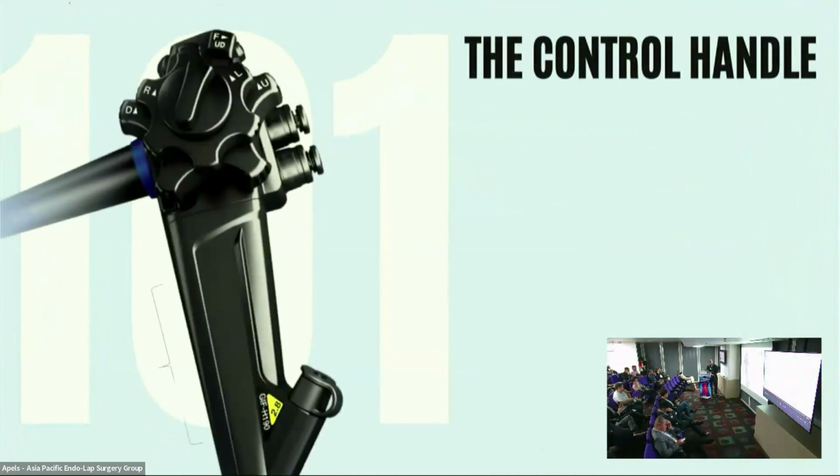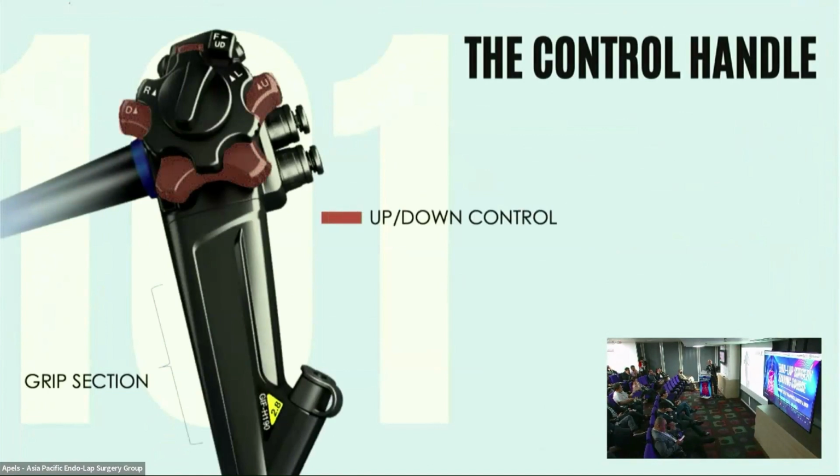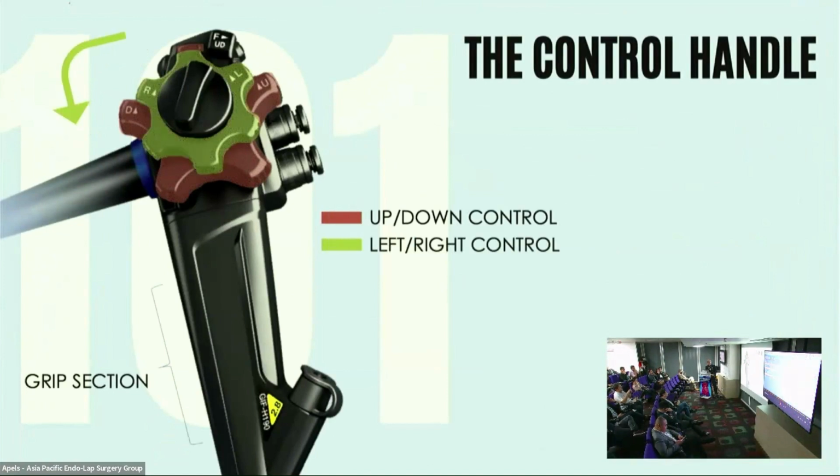So the control handle, this is the grip section. This is where you put your hand. Some would put 3 fingers on this grip section and then toggle their pointer from suction to air water control and even along the knobs. The big wheel is what we call the up-down control. The small wheel is the left and right, and then there are locks. So free, and then you twist this to the right, it's free. It's the lock.